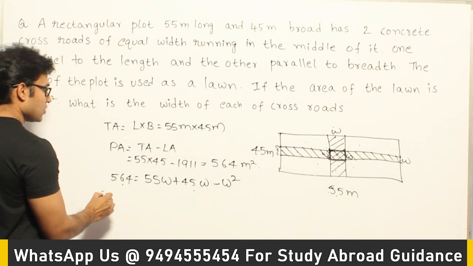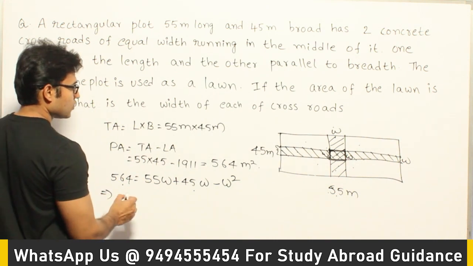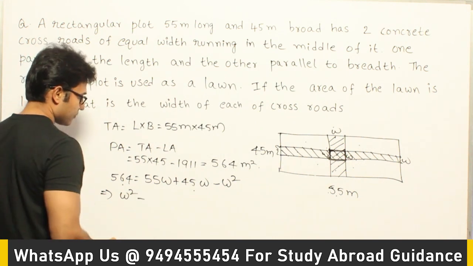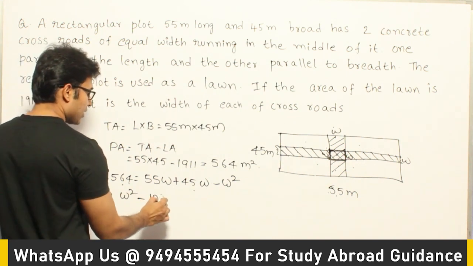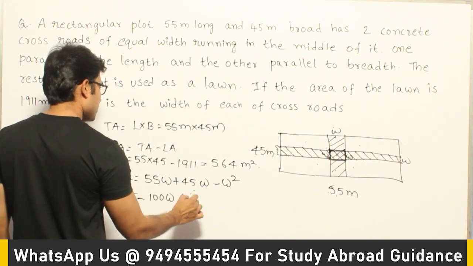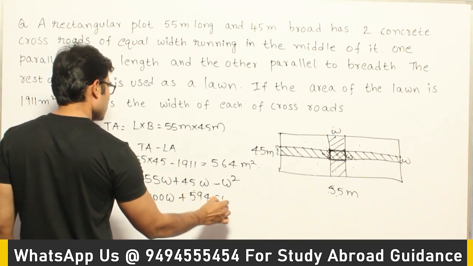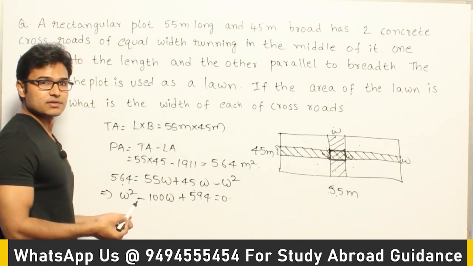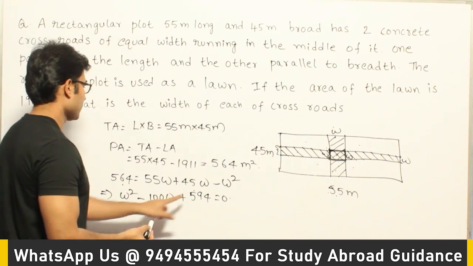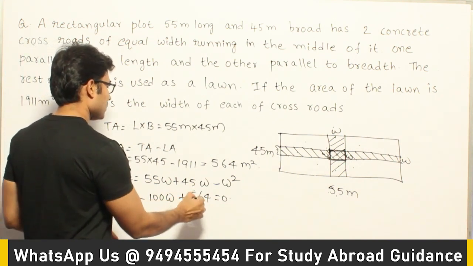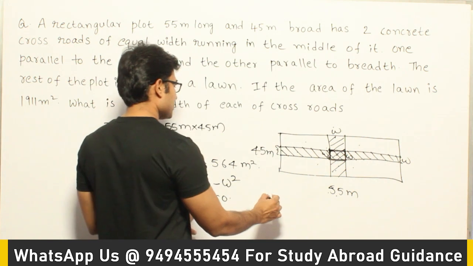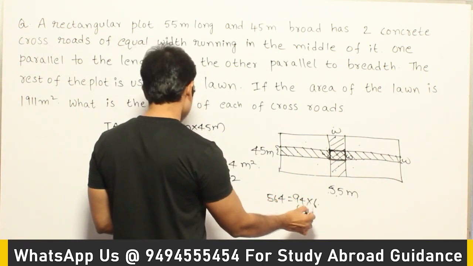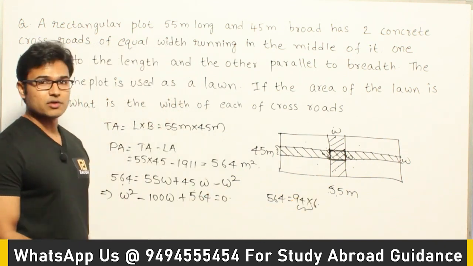Okay. Now if you try to solve it, it is going to be W square minus 55 plus 45 is 100W plus 594 equal to 0. So you can assume two factors, one to be 94 and other to be 6. Okay, 564, right? So now you can write 564 as 94 into 6, so that the sum is equal to 100 and the product is equal to this number, right?